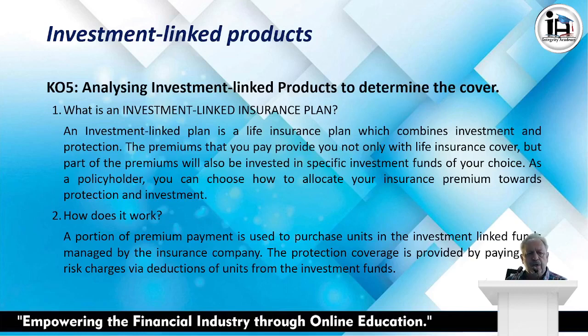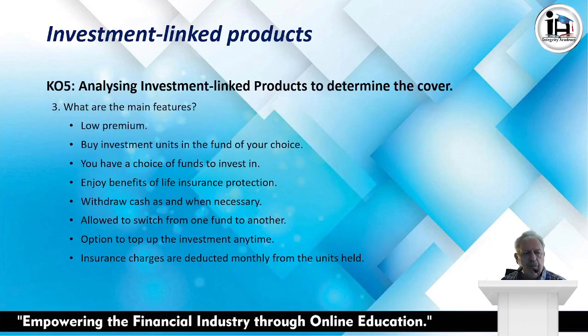Right. What are investment-linked insurance plans? An investment-linked plan is a life insurance plan which combines investments and protection. The premiums you pay provide you not only with life insurance cover, but part of the premiums will also be invested in specific investment funds of your choice. As a policyholder, you can choose how to allocate your insurance premiums towards protection and investment. How does this work? A portion of your premium payment is used to purchase units in the investment-linked funds managed by the insurance company. The protective coverage is provided by paying the risk charges via deductions of units from the investment funds.